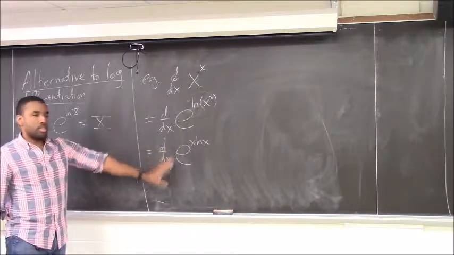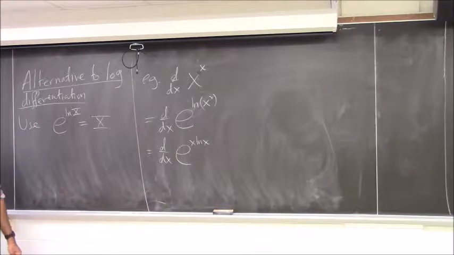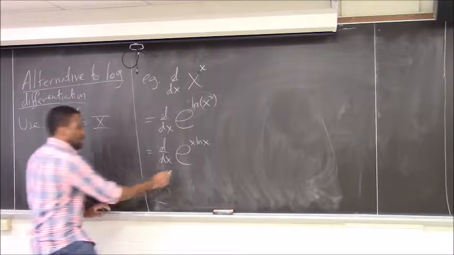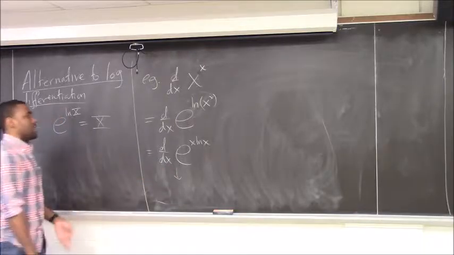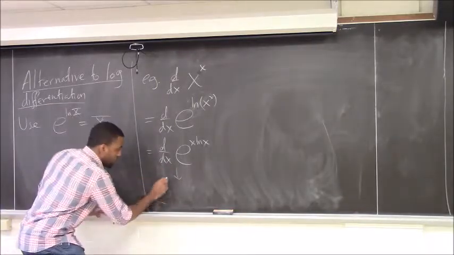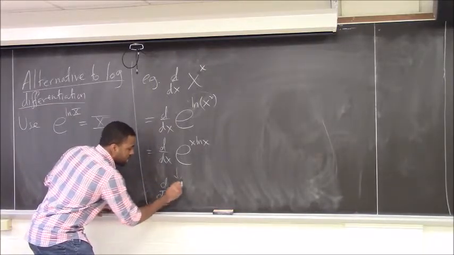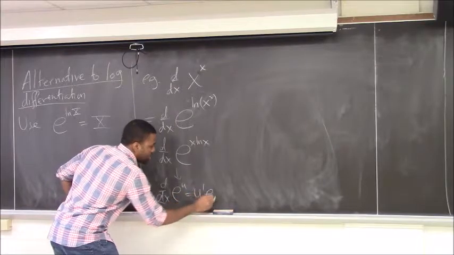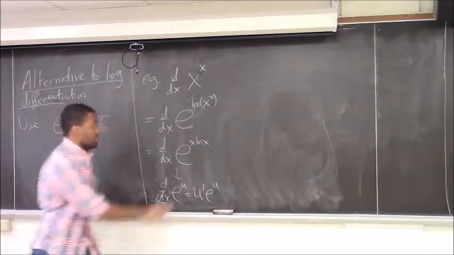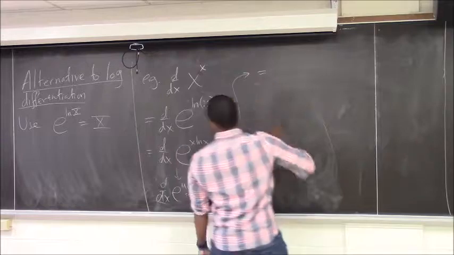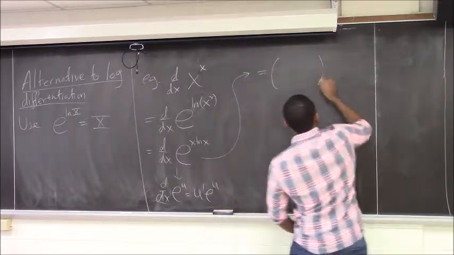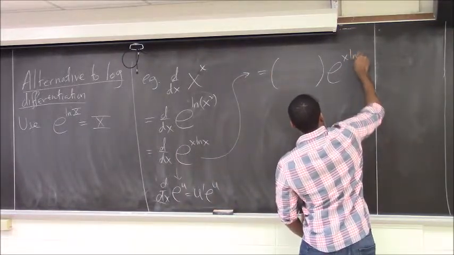How would I differentiate something like this? Yeah? e to the u times u prime. Right. At this point, you know how to differentiate an exponential. It's kind of why I wanted to use an exponential. We know that the derivative of e to anything is the derivative of the power times the original function. And so that's what I'm going to do. So this would be equal to the derivative of the power times the original function.